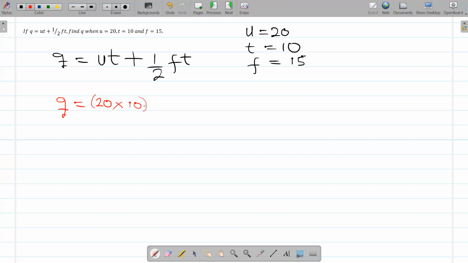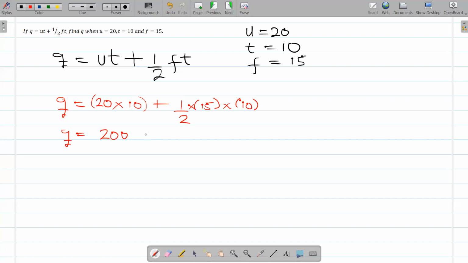So let me put this in the bracket. Plus 1/2. What is the value of F? 15. So that is multiplication, 15. What is the value of T? 10. Good. So now let's come down step by step. 20 times 10, what do you get? 210. Okay, you multiply the 2 by 1. That gives you 2, then we bring the 2 zeros. That is 200. Oh sorry, it's 200.